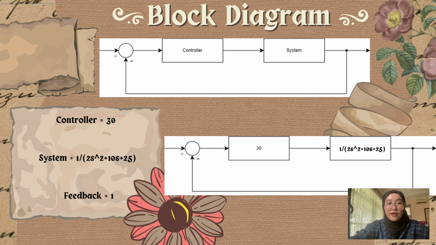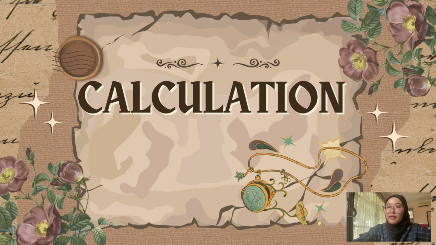For the first thing, we will see the block diagram where there is a summing junction that is connected with the controller and also the system, and there's also feedback in the block diagram. For the controller value, we put it as 30, and for the system it is 1 over 2s squared plus 10s plus 25, and for the feedback value is 1. Next, we will go to calculation.